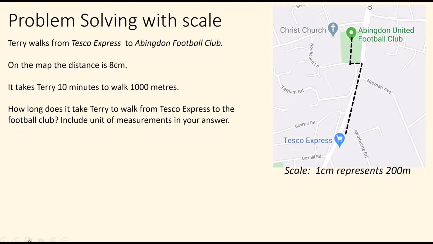Oh, I have no pen at all. That's new. Let's try that again. There we go. He starts from Tesco's and he's going to the football club here. On the map, the distance is 8 centimetres. So this black dotted line that he's walked actually measures 8 centimetres on the map. And we've got a scale factor down here so we can work out how far.